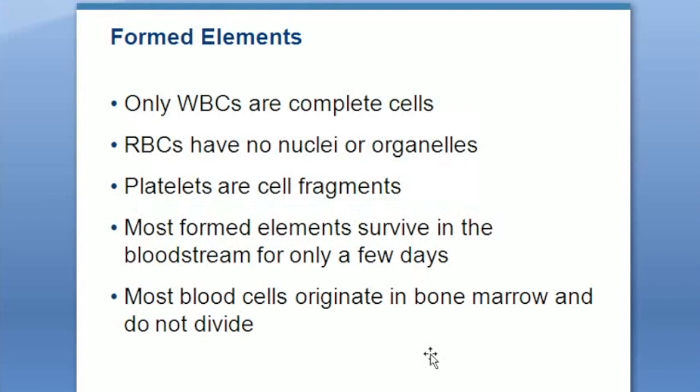And blood cells are produced where? In the bone marrow. Which color? The red one, red bone marrow. The yellow bone marrow is inactive. It's fatty.